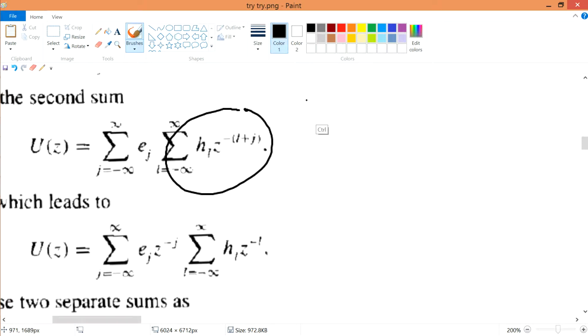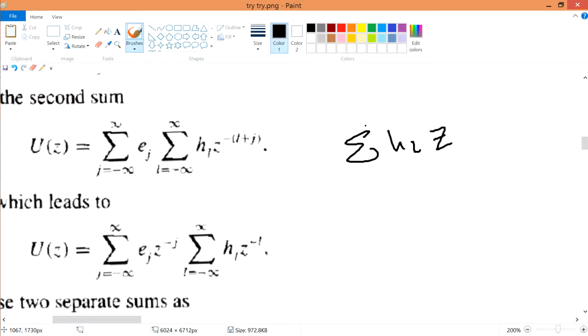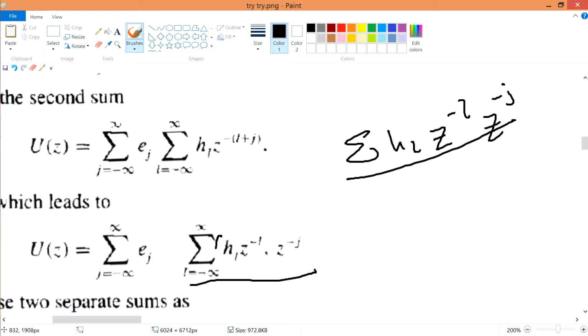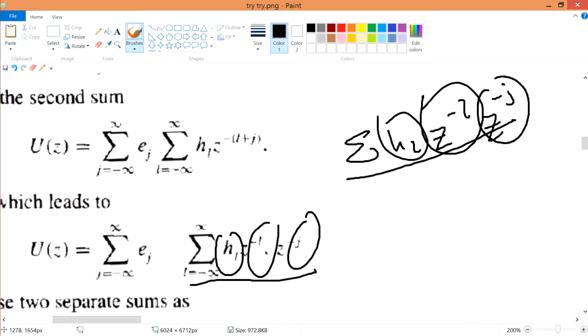Now, if I were to break out this thing, what I will have is h(l), z^-l, I multiply inside both of them. So I would have z^-l, z^-j. In other words, this thing over here, if I were to shift this thing over to this side, do you find it familiar? This thing that I've just written is exactly this one. You can compare your h(l), your z^-l, z^-j, you see?